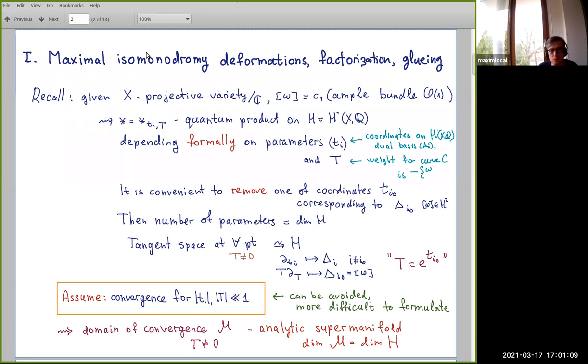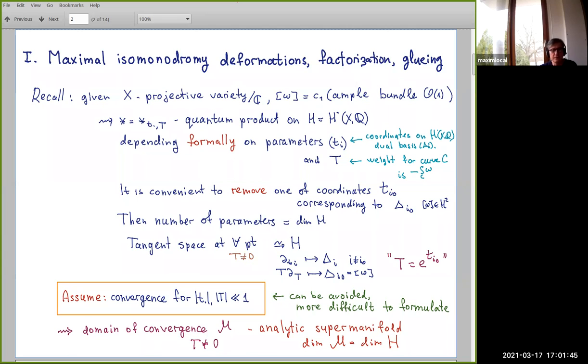Okay, so what are these maximal isomonodromy deformations, their factorizations, and gluing? The terminology is probably not optimal, and there was some competing terminology, but let's stick with it. Yeah, so let's recall our story from the previous lecture about Gromov-Witten invariants in genus 0. We start with a projective variety, or a symplectic manifold if we want its infinity version, over the complex numbers. We have a class of some ample bundle, one in projective embedding.